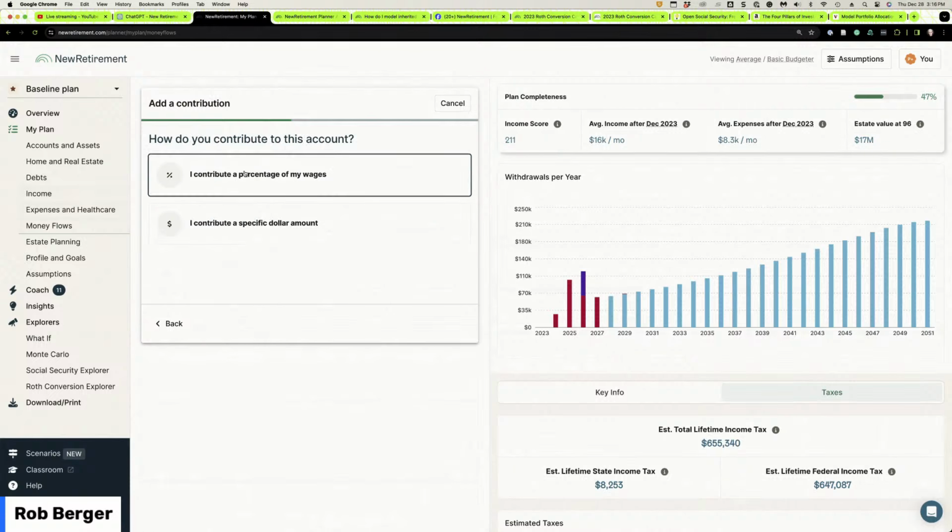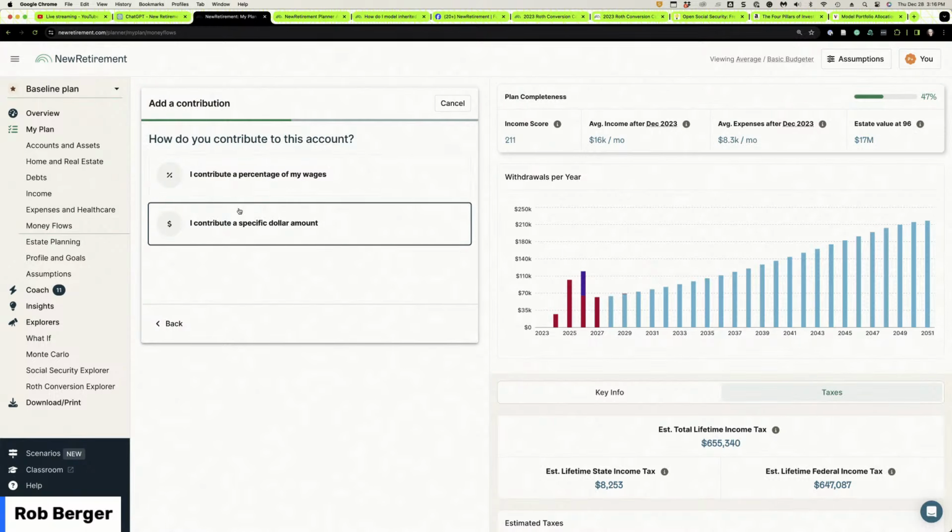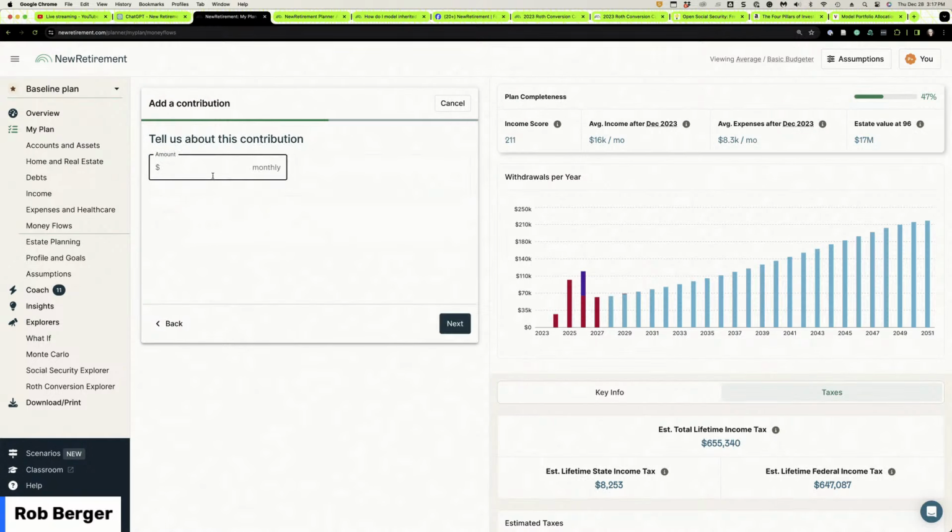How do you contribute to this account? So I don't know if you contribute anything. You didn't mention that. But we'll say a specific dollar. You would put here whatever you contribute. Let's assume it's 0. It can't be 0. We'll put $1.